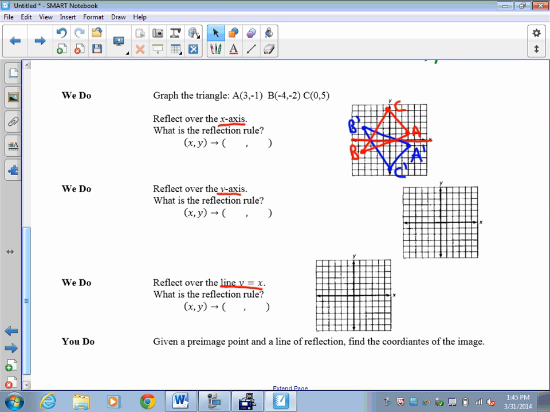So what did I do there? I changed the coordinates. Did my x-coordinates change? No. So whatever x was before, it's still going to be x. Y did change, though. It became -y. So that's a little shortcut whenever you do that.